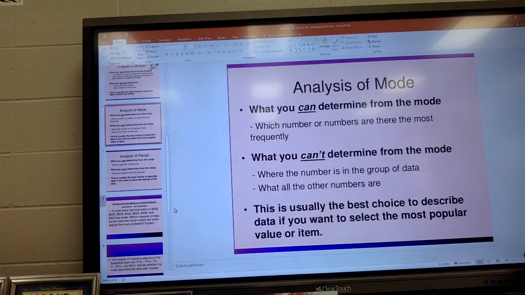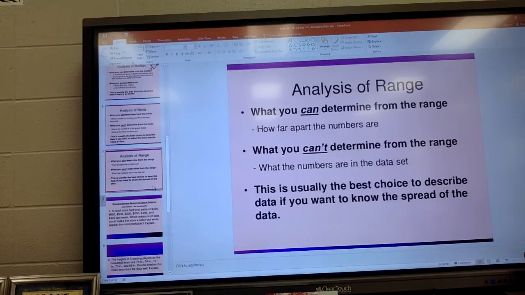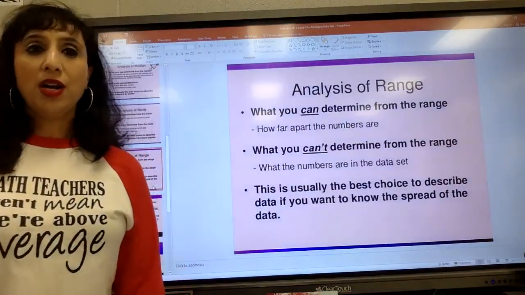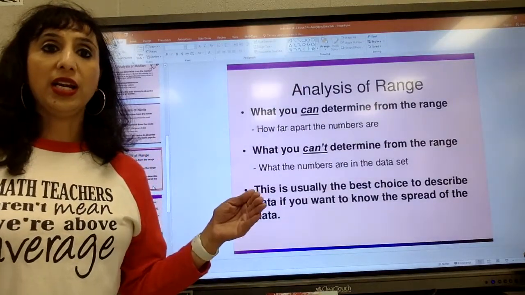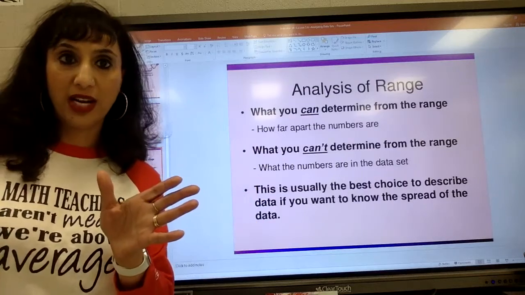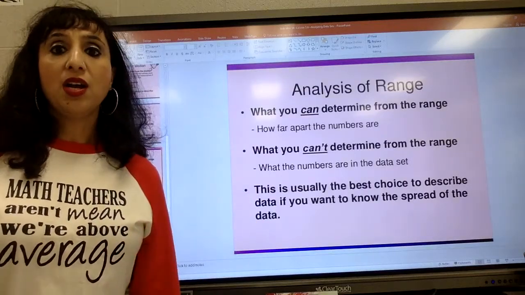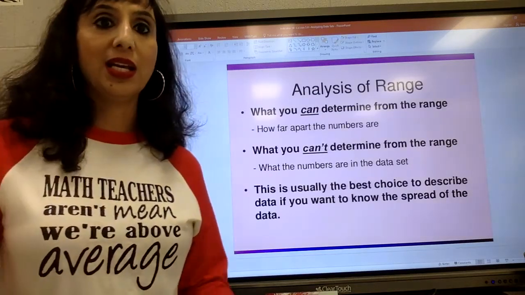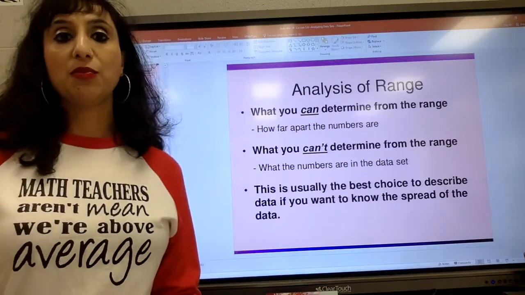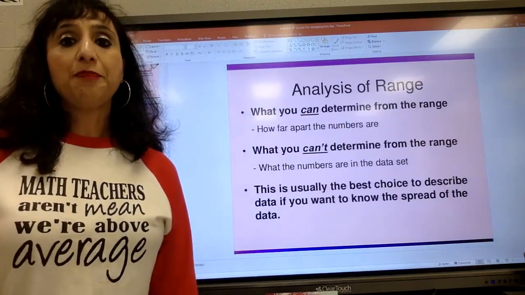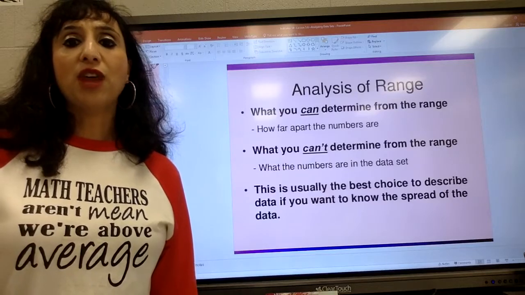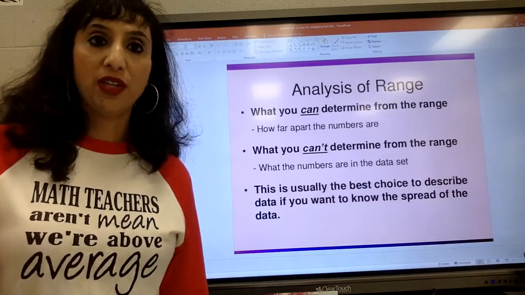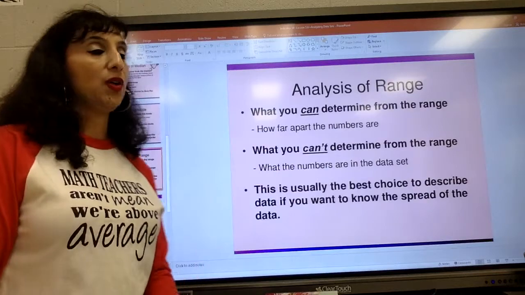And then range. Range is how far apart the numbers are. So basically you are looking at the spread of the data. That's what you can determine. What you can't determine is what the numbers are in the data set, because all you're doing is taking the largest number and the smallest number and subtracting. This is usually the best choice to describe data if you want to know the spread of the data, and that's why you use range.